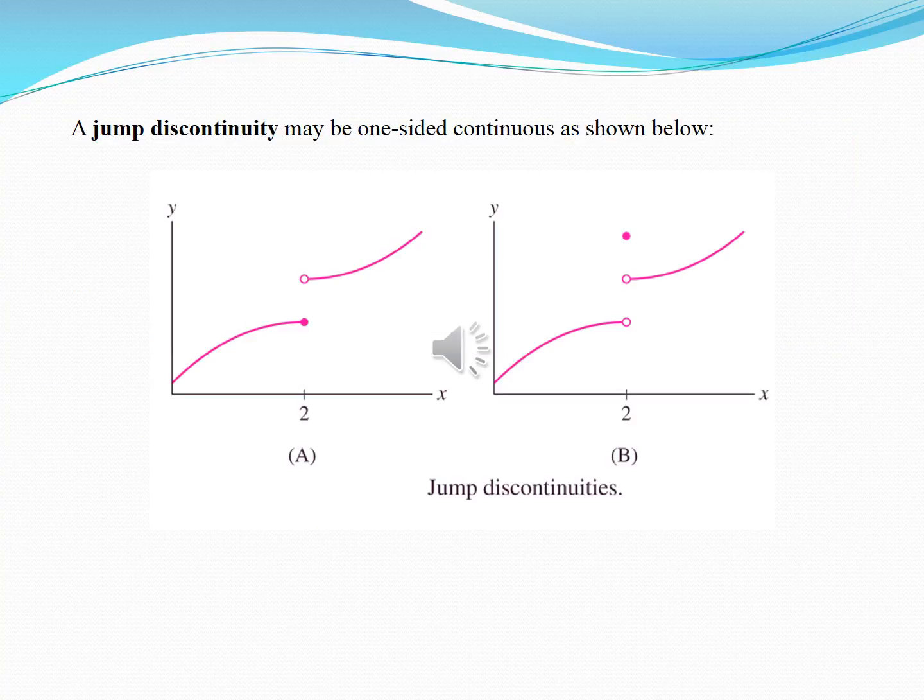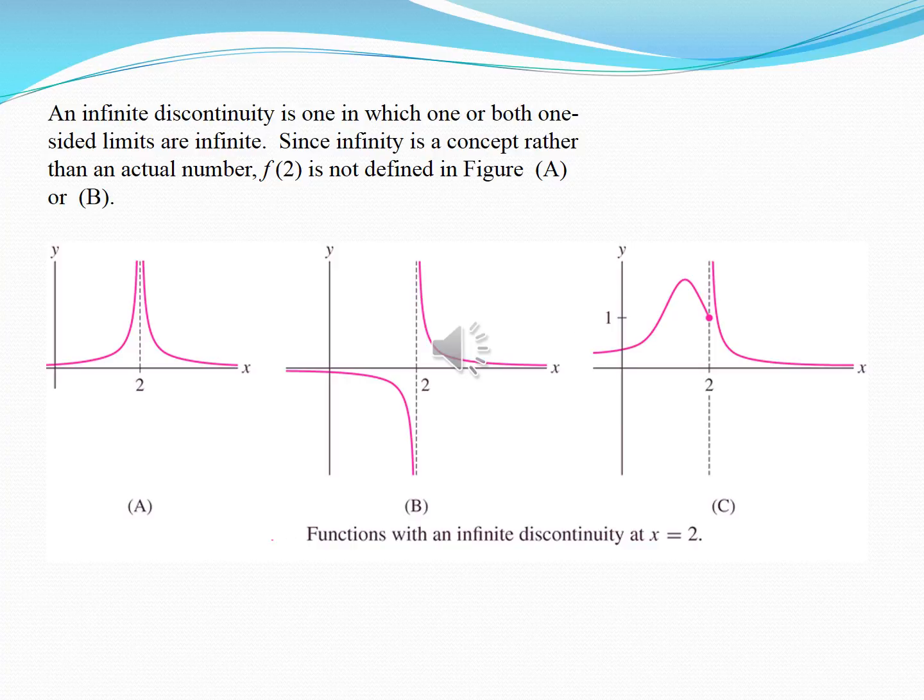A jump discontinuity may be one-sided continuous as shown over there. An infinite discontinuity is one in which one or both one-sided limits are infinite. Since infinity is a concept rather than an actual number, f(2) is not defined in figure A or B.